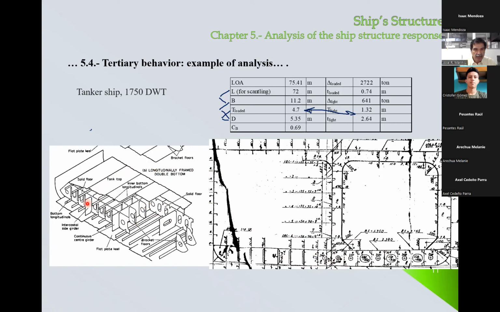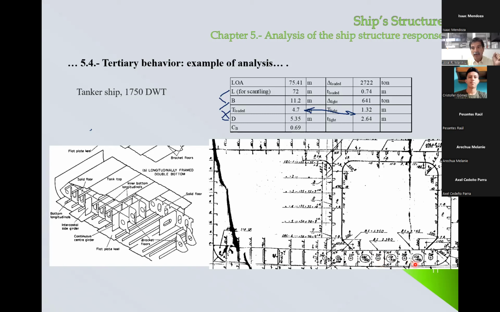Very important to recognize this intercostal side girder here. The distance from here to here is 2.5, which is a classical number that classification societies employ. Even though this is a longitudinally framed system, you need these little longitudinals. Every 2.5 meters, in this case D and V, you have to include this longitudinal side girder.